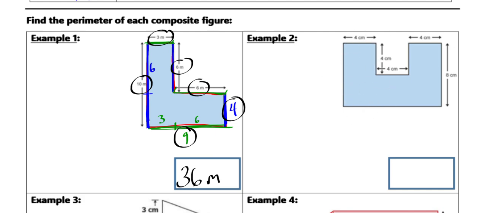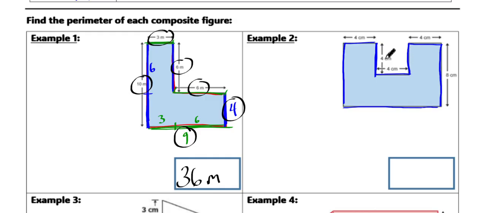So I'm going to erase that and highlight just the outside of this shape. You can see I'm missing that side, that one too. I have that one, I have that one, I'm missing this one. I have the rest of these. All right, so let's find the easiest one first.